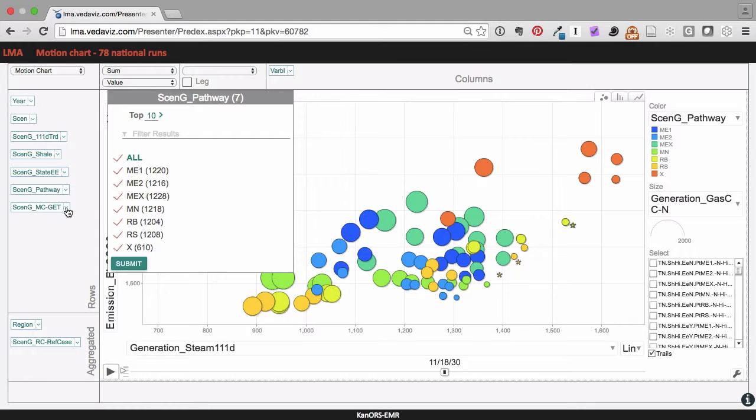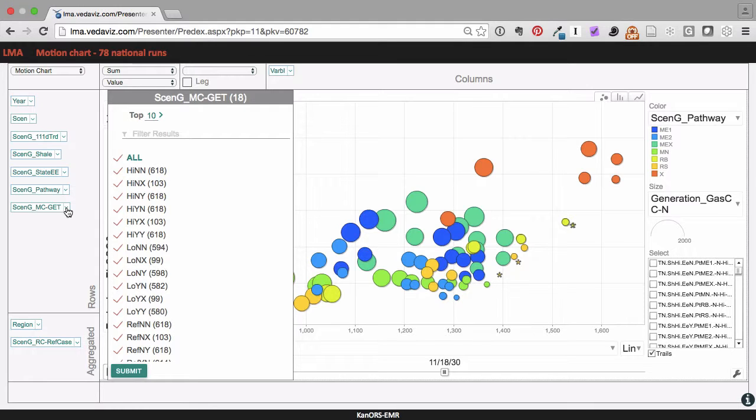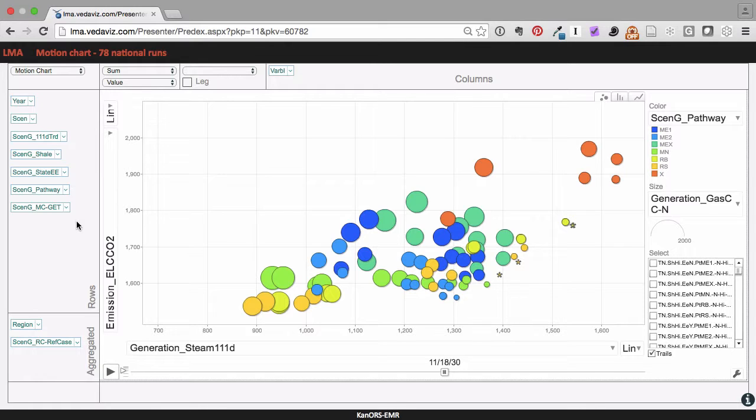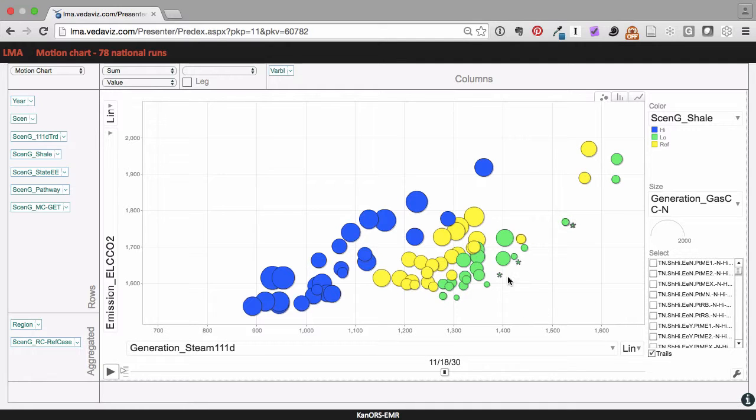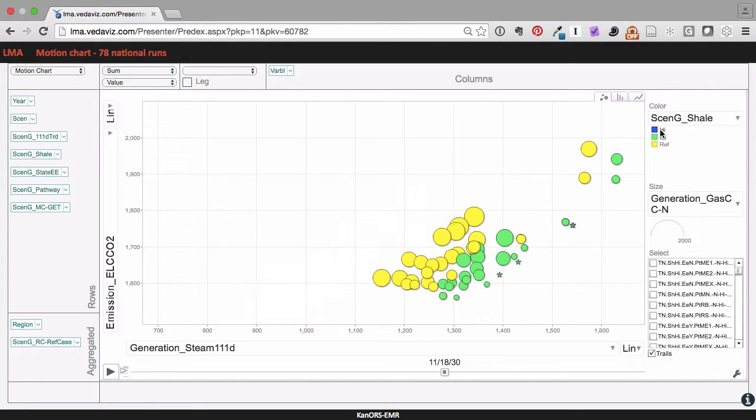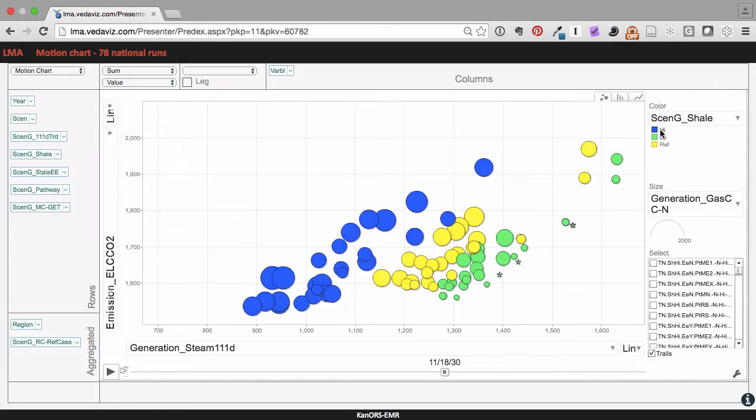Finally, we have one more scenario grouping that combines the gas, energy efficiency, and trade dimensions so that we can look at those dimensions in combination with each other. The scenario groupings can also be used to color the scenarios so we can see how the results are sensitive to them. Right now, I have the scenarios colored by pathway. If I change it to shale, we can see we have more steam generation in the low shale, that is the high gas price scenarios, and less steam generation in the high shale or low gas price scenarios.